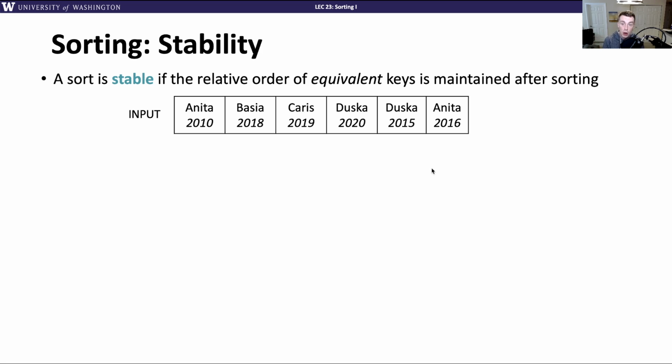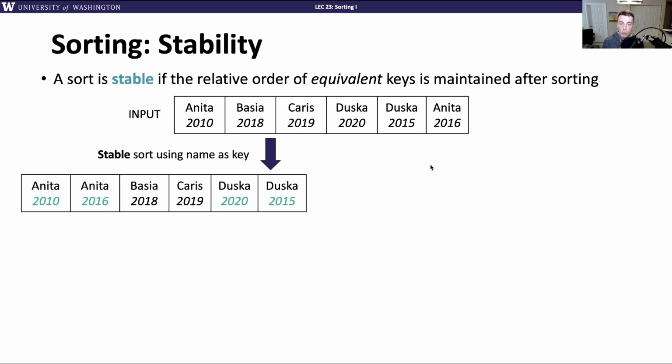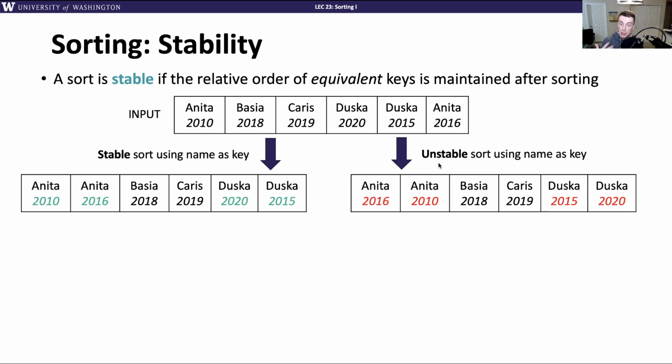Now, because the name appears multiple times for some people, any ordering between those two should be allowed, because as long as you have all the Anitas first, and then Basia, and then Karis, and then Duska, that should be a proper sort. So there are two, or maybe potentially many, correct outputs from any sorting algorithm, all of the ones that just obey the ordering relation. And then maybe an implementation detail is how you break ties.